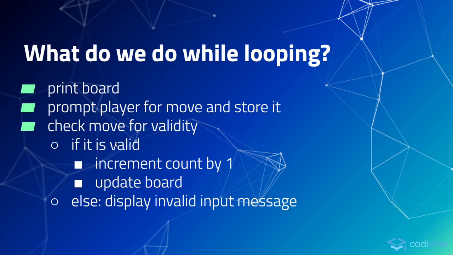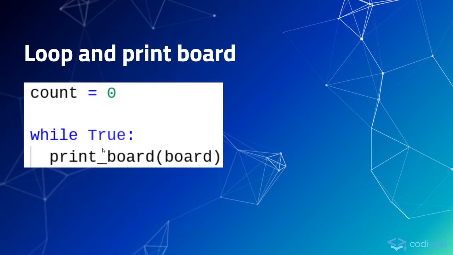If it is an occupied space, we know that it's not valid, so we need to ask the user to do a different move. So all of that is just covered under this one algorithm here. We check the move for validity. If it is valid, we increment count by 1 because a move was successfully made, and we update the board. Otherwise, if it's invalid because it's not a number or it's already a filled space, then we'd have to display the invalid input message, not update the board, and then ask again.